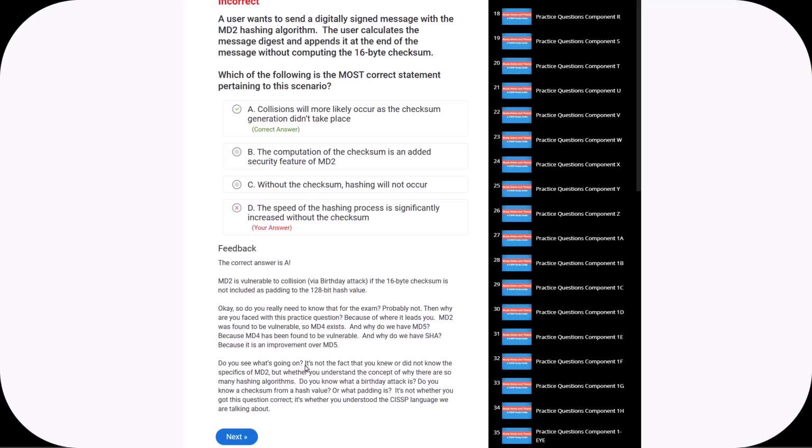What do I say here? It says, do you see what's going on? It's not the fact that you knew or did not know the specifics of MD2, but whether you understand the concept of why there are so many hashing algorithms. Yep, that's exactly what I said.